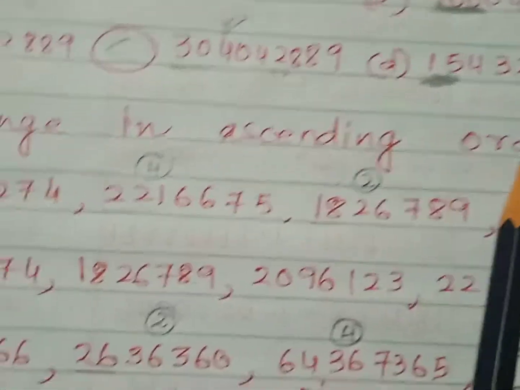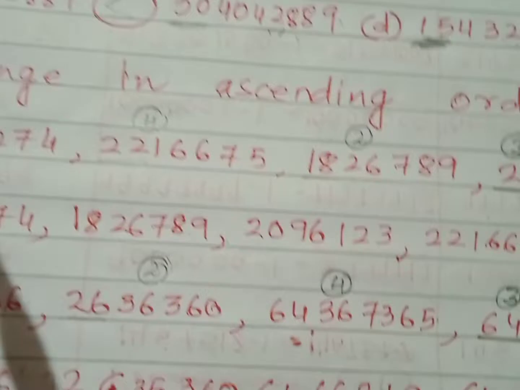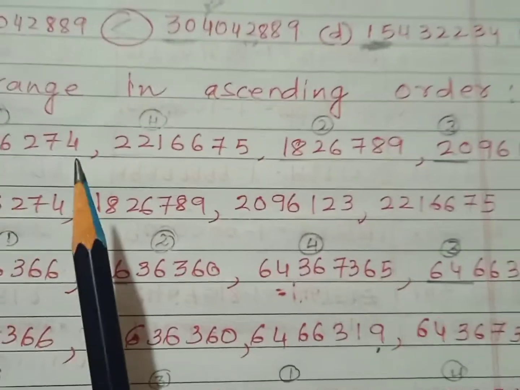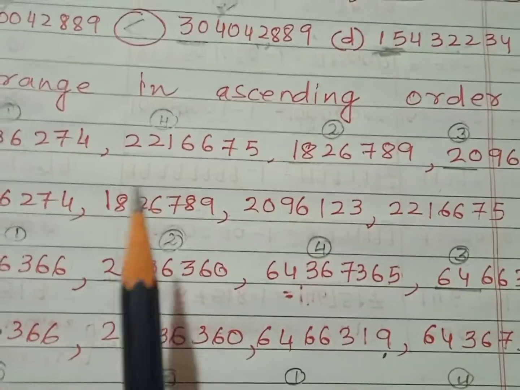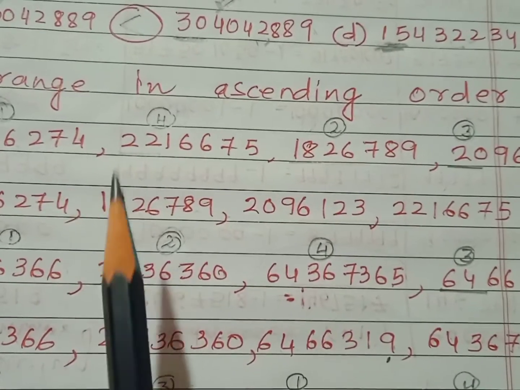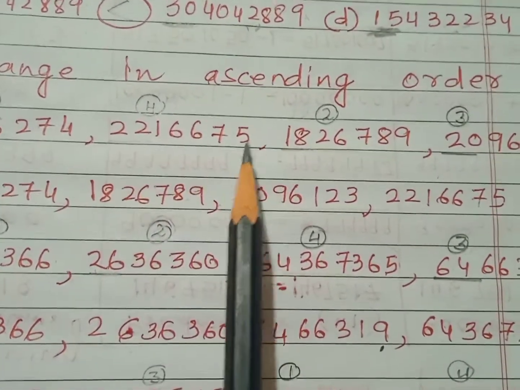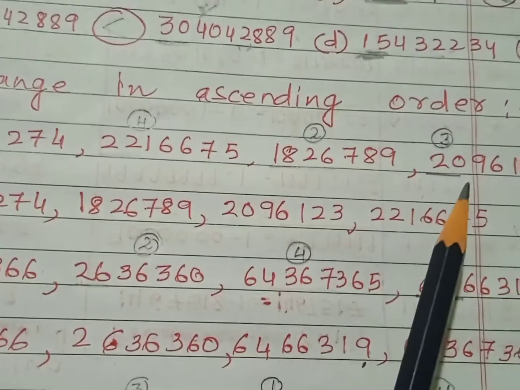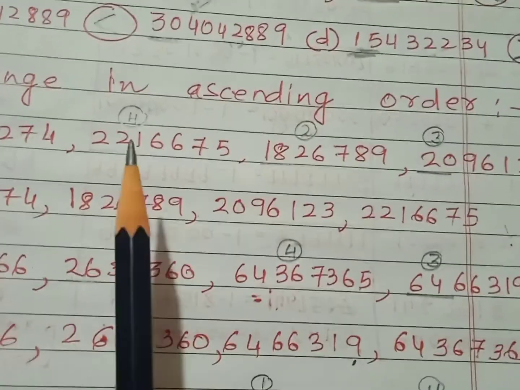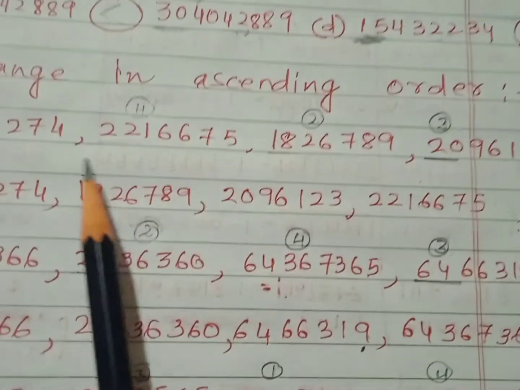Okay. Moving on to the next question, arrange in ascending order. Here we've got some large numbers which you have to put in smaller to higher order. The first will come the smaller numbers, followed by the little bigger and the bigger and the biggest number. Since we have got four separate numbers here, let us compare these numbers.